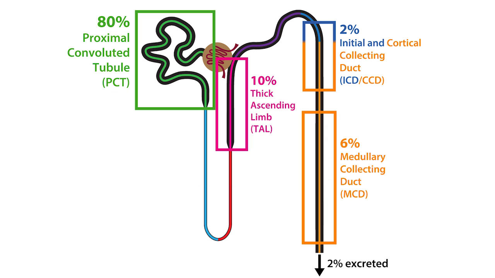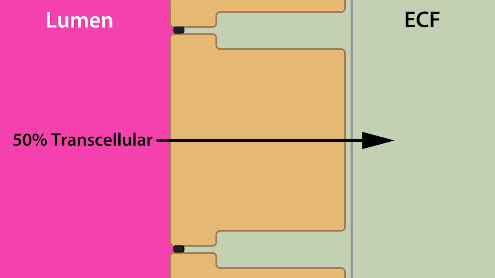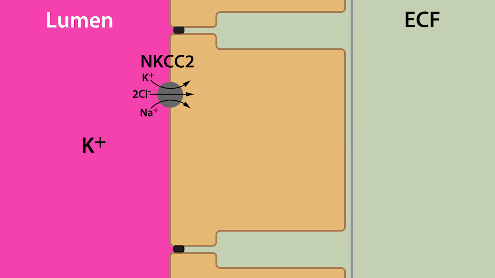Reabsorption of potassium along the thick ascending limb occurs equally between transcellular and paracellular pathways. Now, the transcellular reabsorption of potassium occurs via the sodium-potassium 2-chloride cotransporter. The apical potassium channels serve to recycle potassium, and without this source of potassium, the sodium-potassium 2-chloride cotransporter would cease to function, or function at a lower rate.